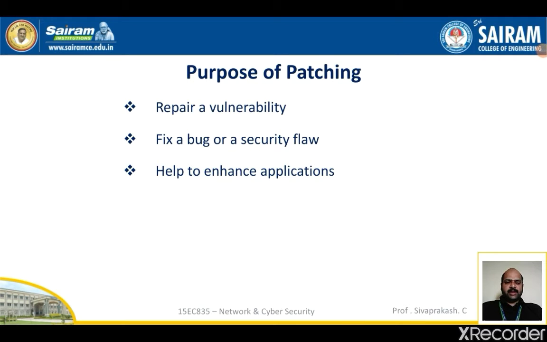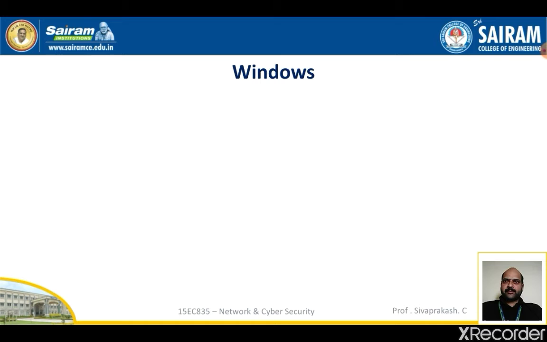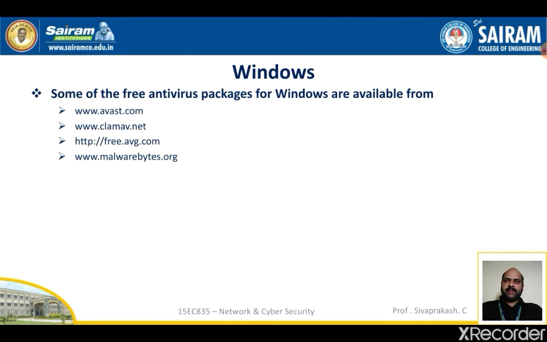Next, we discuss installing software protection on different platforms such as Windows, Linux, and VMware. First, we discuss Windows. Some of the free antivirus packages for Windows are available from the following websites: Avast, ClamAV, free.avg, malwarebytes.org.